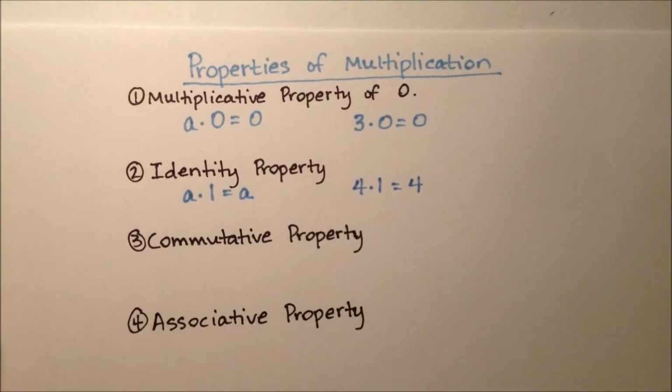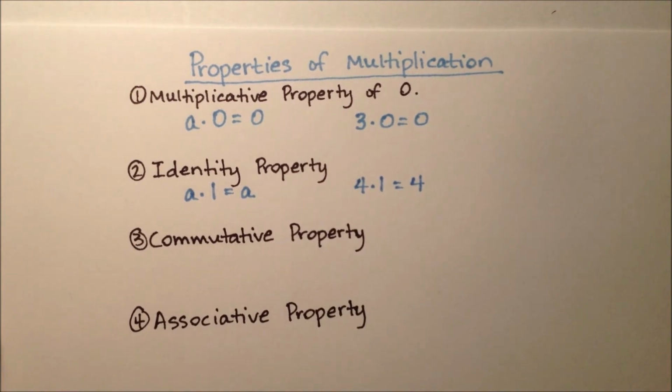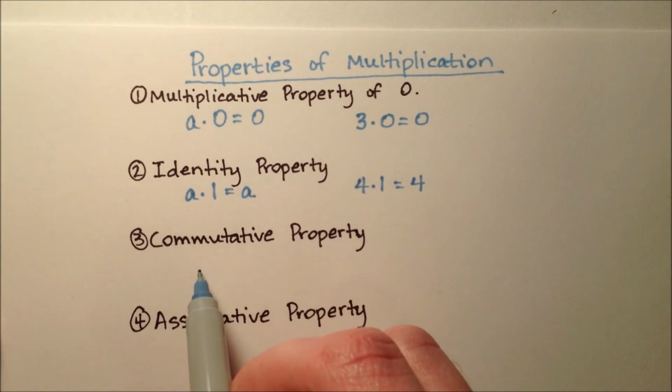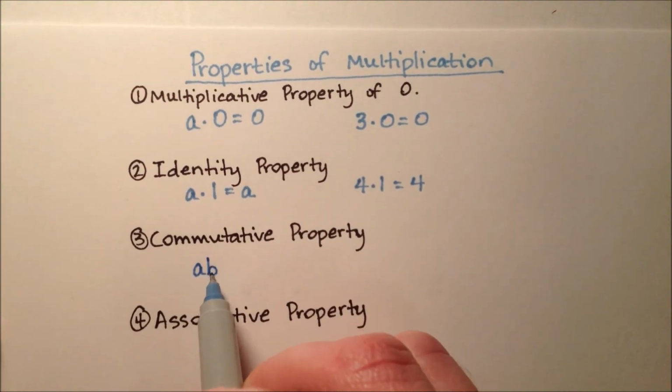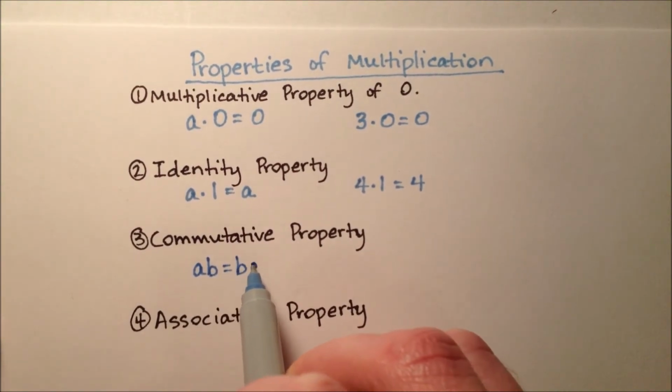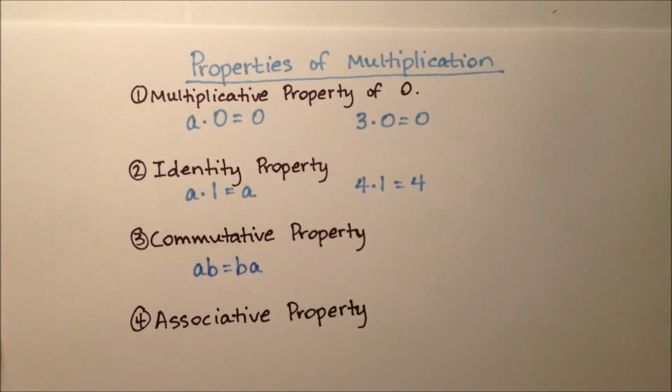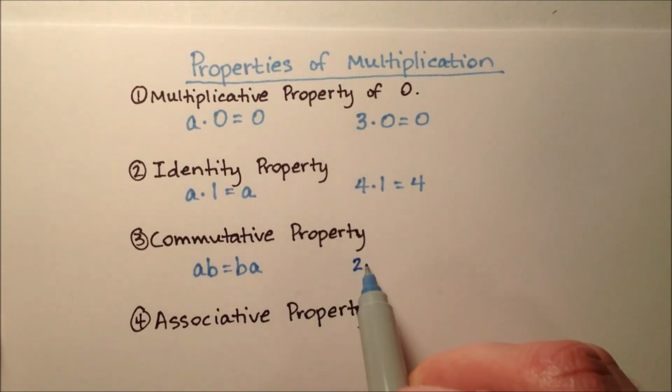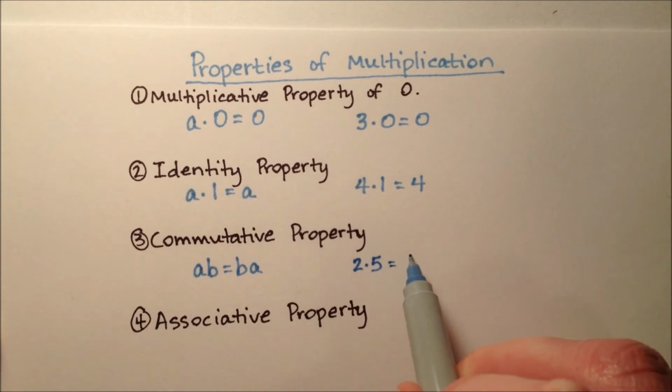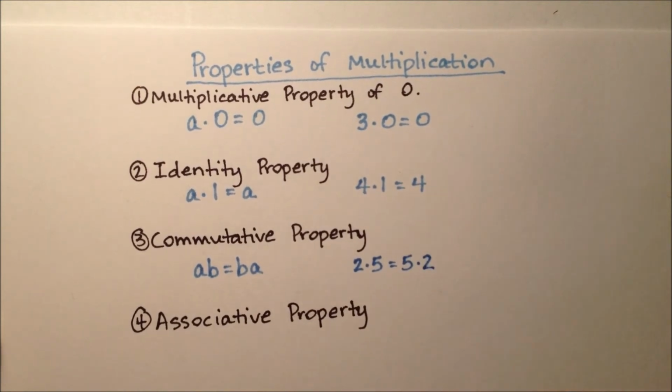The commutative property of multiplication is very similar to the commutative property of addition. Changing the order of the factors will not affect the product. So in the case of multiplication, a times b is the same as b times a. We can multiply the numbers in any order we like, and it's not going to change the answer. For example, 2 times 5 is going to be the same as 5 times 2. They're both going to equal 10.